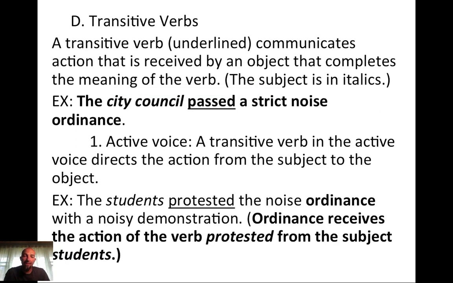The students protested the noise ordinance with a noisy demonstration. Ordinance receives the action of the verb protested from the subject, students. Students protested ordinance.